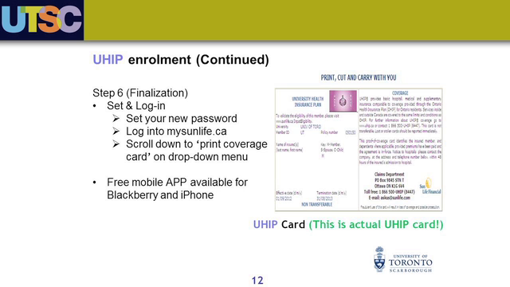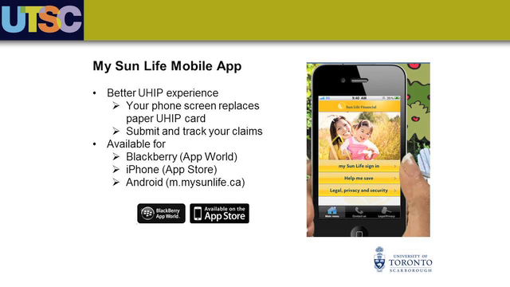And as I've mentioned before, there's a free mobile application available for BlackBerry and iPhone. The My Sun Life mobile app actually provides a better UHIP experience. Your phone screen replaces a paper UHIP card. And you can also submit and track your claims on this app. It's available for BlackBerry in App World, in the iPhone App Store, and on Android. Simply go to m.mysunlife.ca, the mobile version of the website.